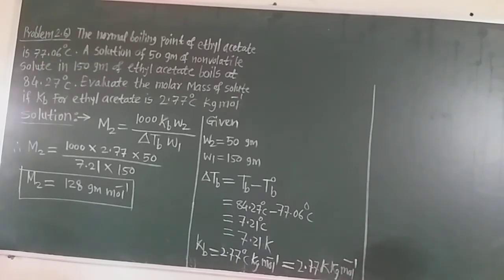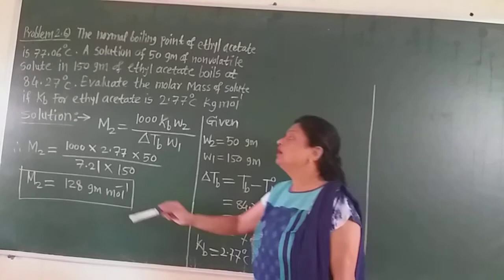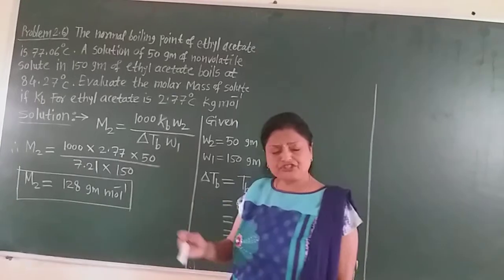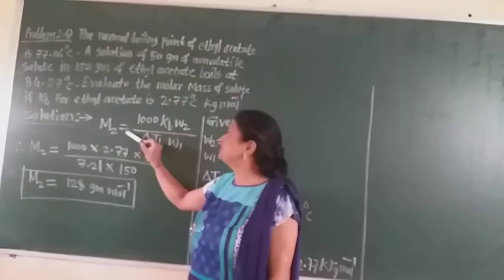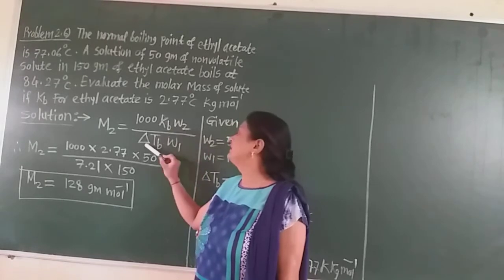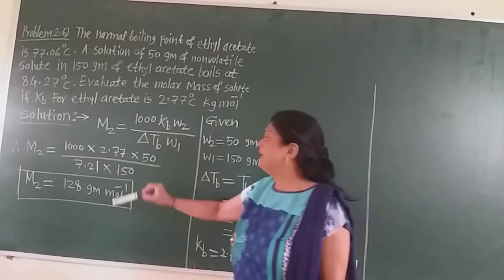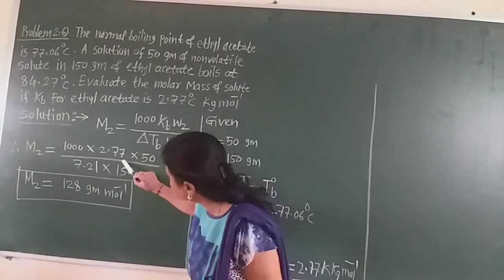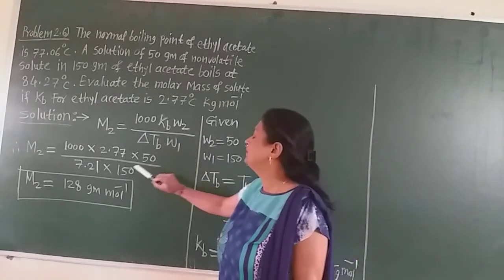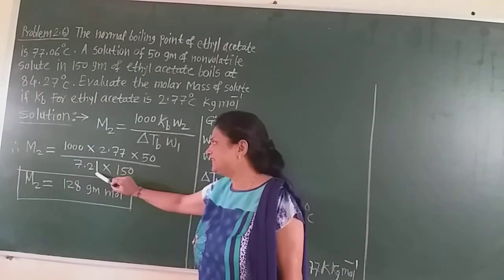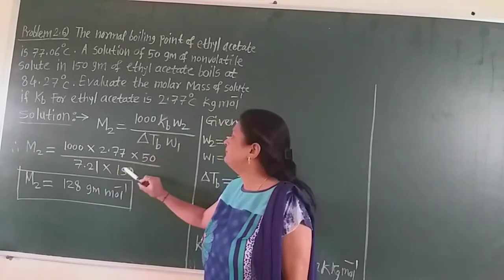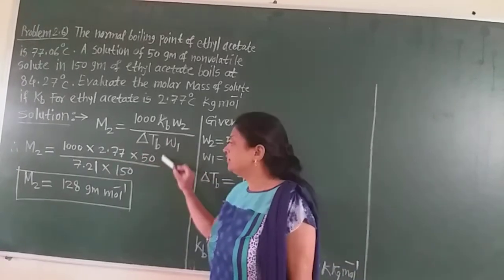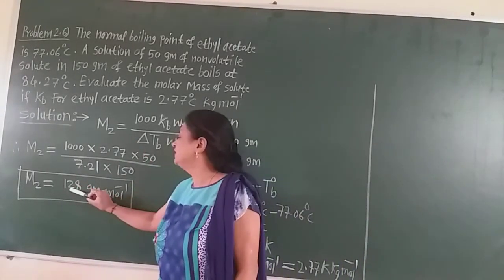So all the values are known, and we also know the formula to calculate the molar mass of the solute from the elevation in boiling point. Just substitute all these values. M2 is equal to 1000 Kb W2 divided by delta Tb W1. So write down 1000, the value of Kb is 2.77, into 50, the weight of the solute, divided by 2.71, the value of delta Tb, and 150 is the value of W1. After calculation, you will get M2 equal to 128 gram per mole.